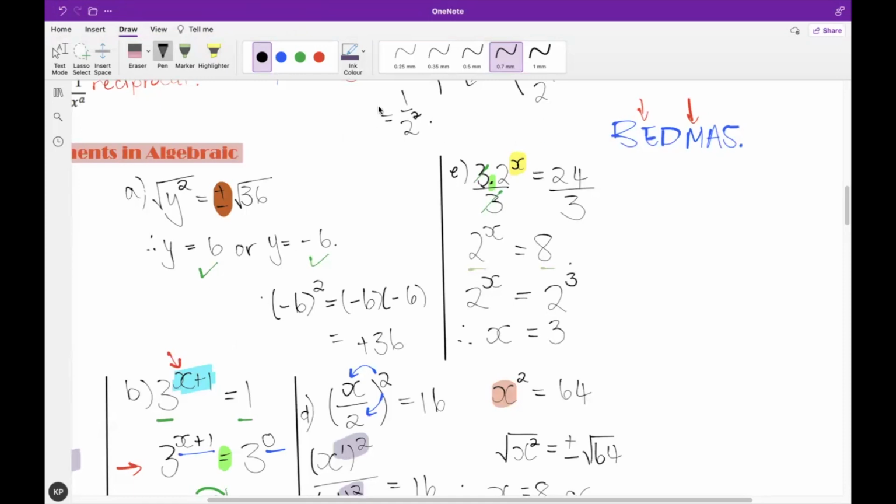How did I get 3? Remember, if the bases are the same, 2 and 2, then my exponents are equal. Because what this says is 2 to the power of something is the same as 2 to the power of 3. So what does that something have to be? It has to be a 3. Does that make sense?